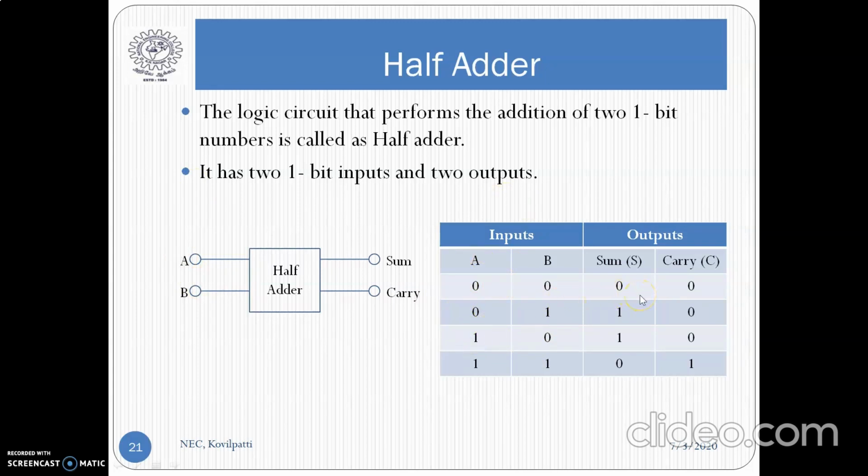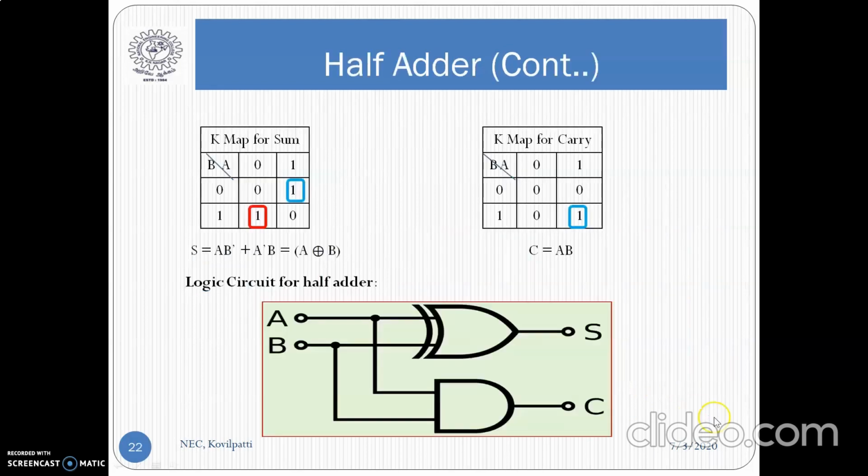So if we are adding them, what is the sum information and what is the carry information? We consider the truth table for that. If we are adding 0 and 0, the sum is 0 and the carry is 0, right? And 0 and 1, the sum is 1, carry is 0, as we know. 1 plus 0, the sum is 1 and the carry is again 0. If it is 1 and 1, the sum is 0 and the carry is 1, right? Now we have to form the K-map for the sum variable and the carry variable, so we get the corresponding expressions.